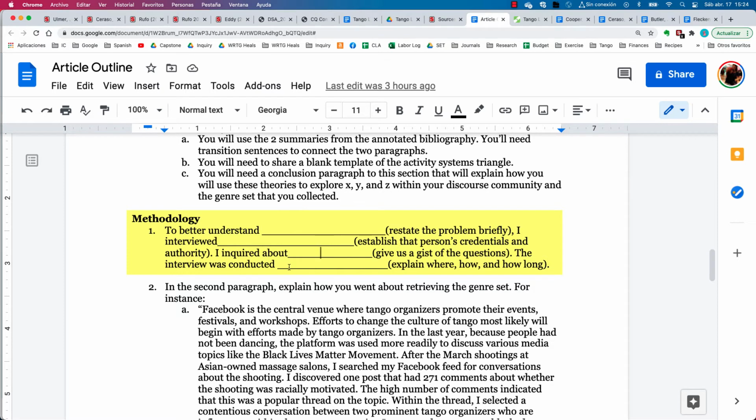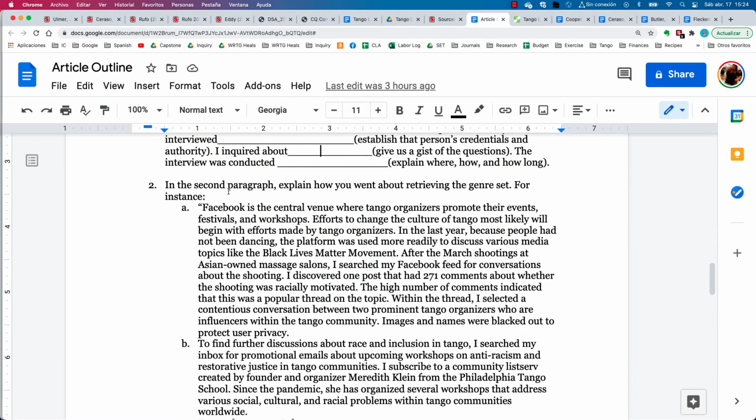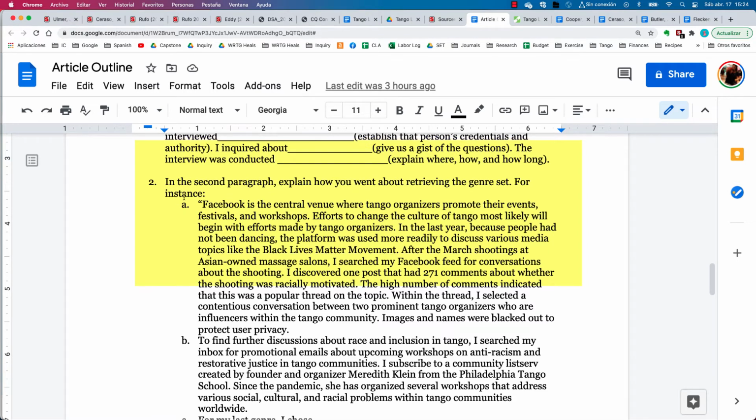So if it was done via email, you need to let us know that. If it was recorded over a phone conversation, it was 15 minutes, you would need to let us know that. So you want to be clear and detailed there. In the second paragraph, you're going to explain how you went about retrieving the genre set. So this is your data collection section of the article.